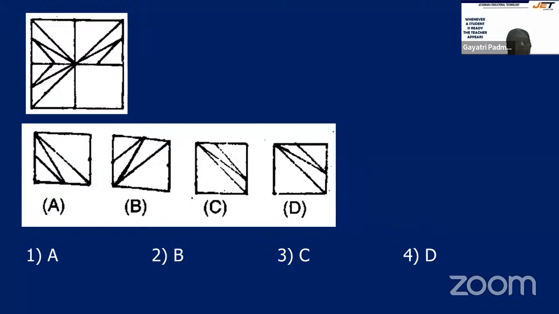You have option A, B, C, and D. So what could be the correct answer? Is it option 1, 2, 3, or 4? Almost everything looks the same, but it's not actually the same. We just have to think.